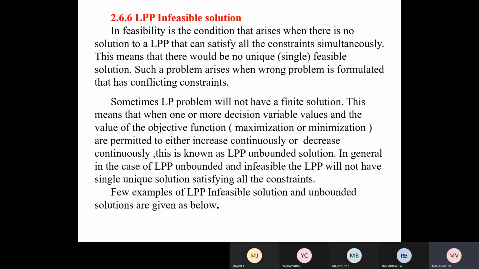applies to both Z maximization and Z minimization problems. Both Z max and Z min problems, equally applied. And the LPP will not have a single unique solution satisfying all the constraints. Few examples of LPP infeasible solution and unbounded solutions are given below.